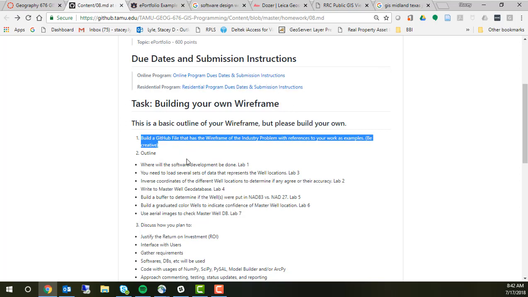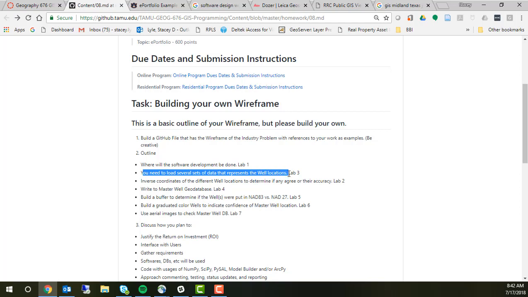It's going to be mainly text, but it will have a workflow where we'll look at where the software will be done, and we can discuss that and give an example, a link out to our lab 1. You'll say you need to load several sets of data that represent the well location. Okay, so we did that in lab 3, and we'll link out to lab 3.